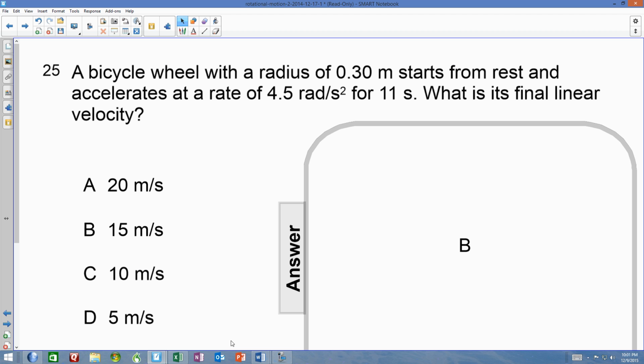They're giving you angular quantities. They give you the radius. You start from rest, which is omega naught. You have alpha, and you have t. You're going to solve for omega final, and then you're going to have to convert omega final to v. That will give you 15 meters per second.